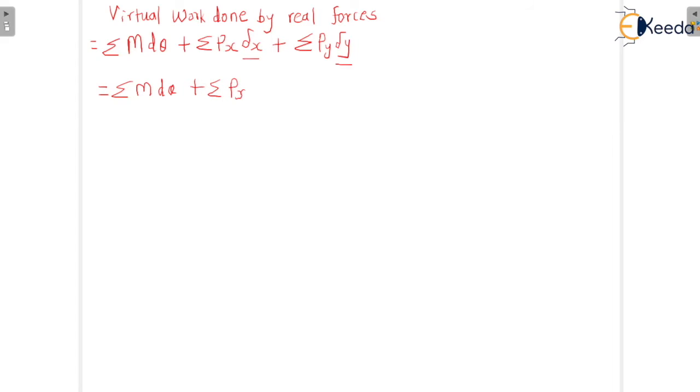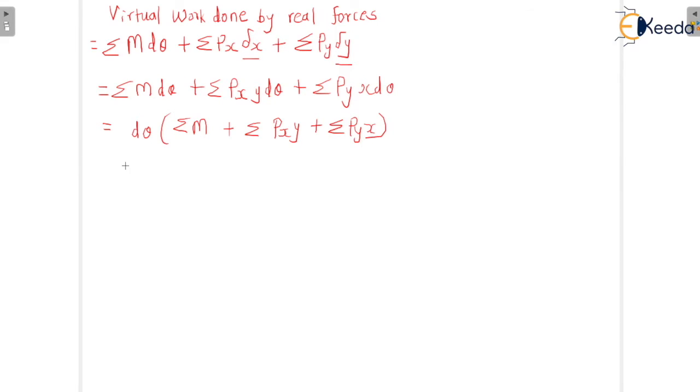So when we substitute these values, we get summation of Px y d theta plus summation of Py x d theta. We can take out d theta as a common factor and write summation of moments plus summation of Px into y plus summation of Py into x. Finally, with our previous equation, all of this summation was equal to 0. So our virtual work becomes equal to 0.